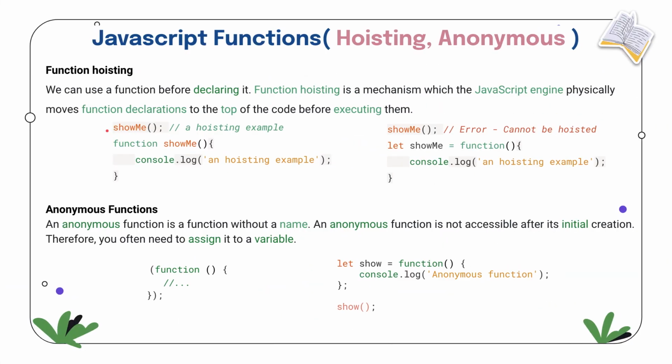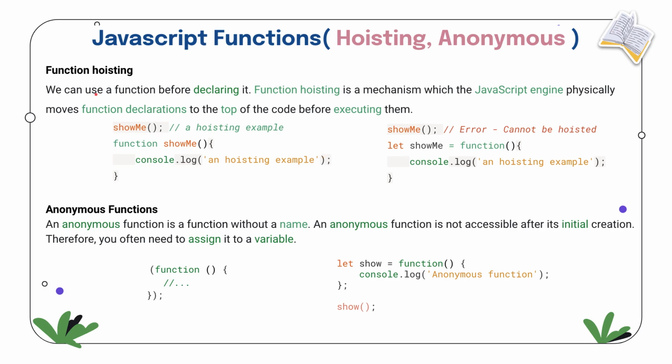Okay, same thing we have defined here. See, we are calling a function which is a normal function, so it's hoisting, right? It's printing the hoisting example. But if we try to access a function expression and we are calling it before creation, then it displays an error. Okay, it says it cannot be hoisted.